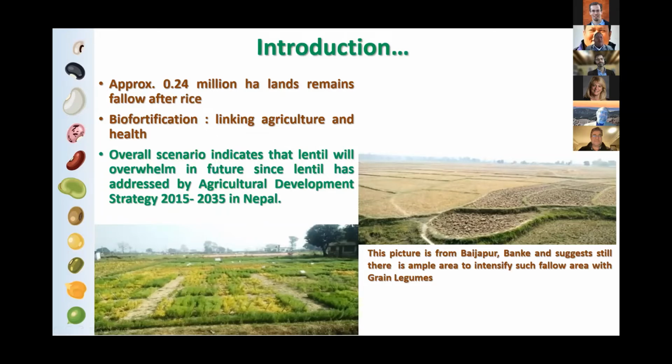Approximately 0.24 million hectares of land remain fallow after rice, so there is scope to expand the area. And now, linking to agriculture and health, the Agricultural Development Strategy also addresses lentil. So in future, lentil will have a good future.